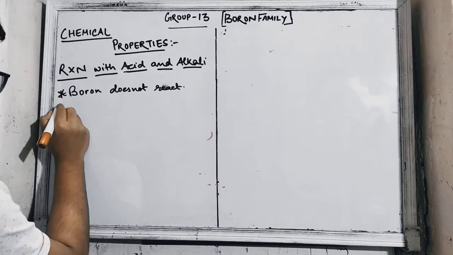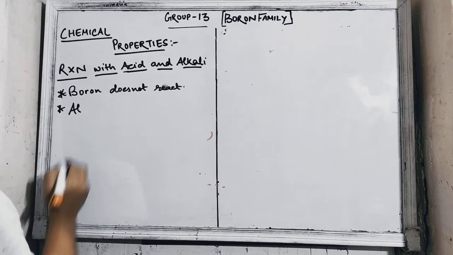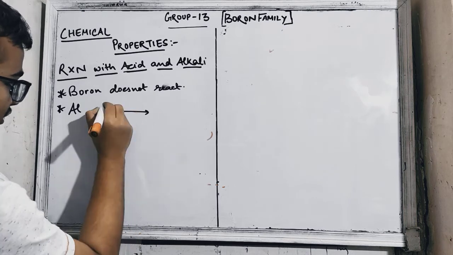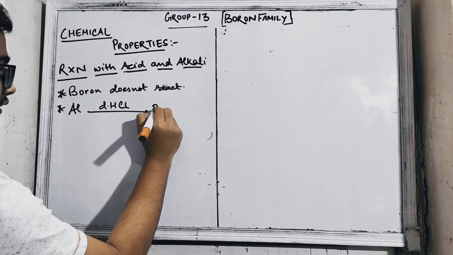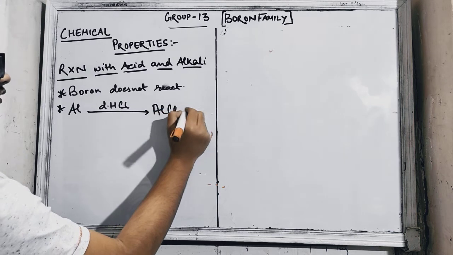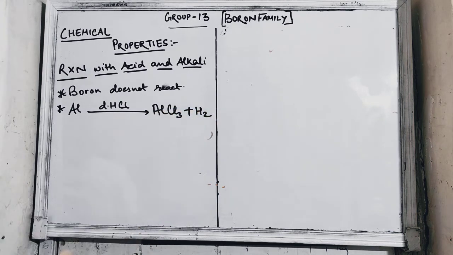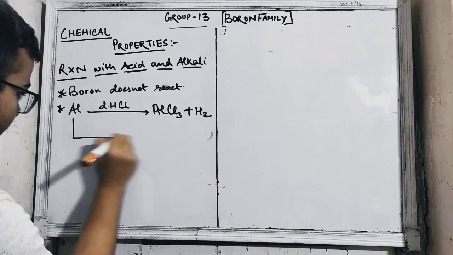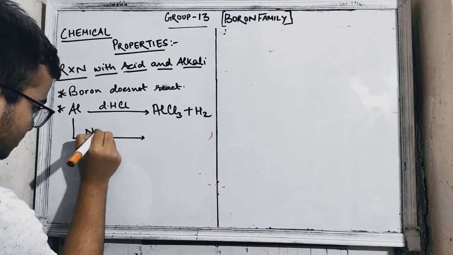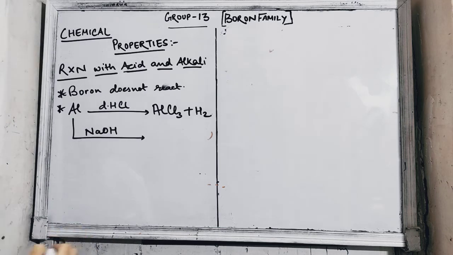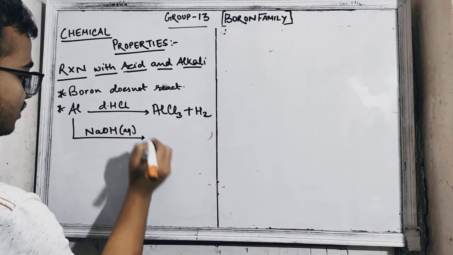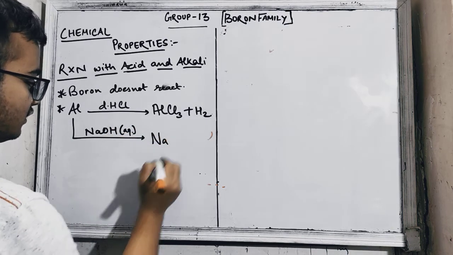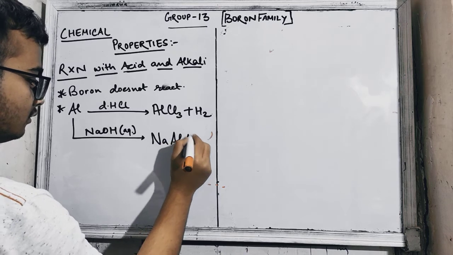Next comes aluminium. Aluminium reacts with dilute HCl to form AlCl3 plus H2. It reacts with NaOH, which is an alkali. This is sodium hydroxide, which is in aqueous state. It forms NaAlO2.